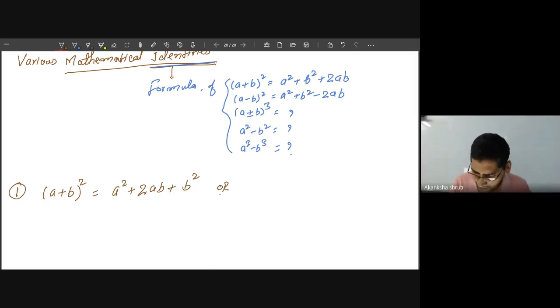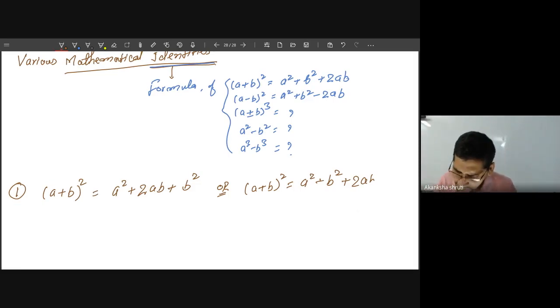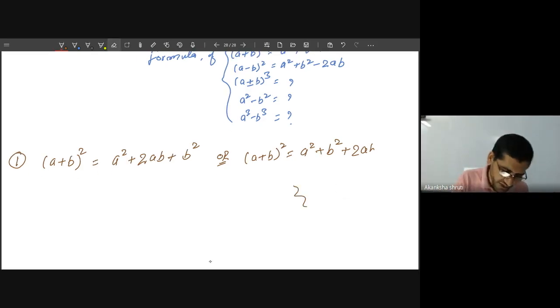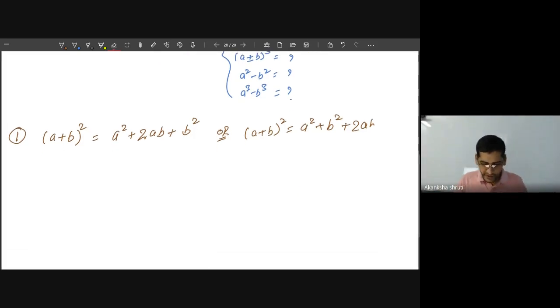Or many a time we also write this as (a + b)² = a² + b² + 2ab. Both mean the same thing. Okay, students? It is just writing one term before and one term after. That doesn't affect much. Okay. So let us write it. Students, how we are arriving at this, that we can also prove. So what is the proof of this? Because in your examination, one of the proofs will also be asked.